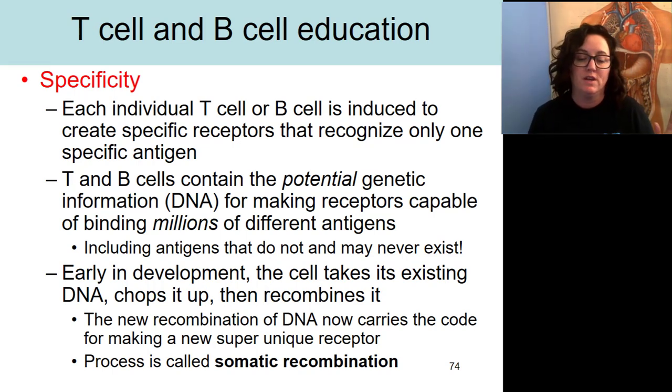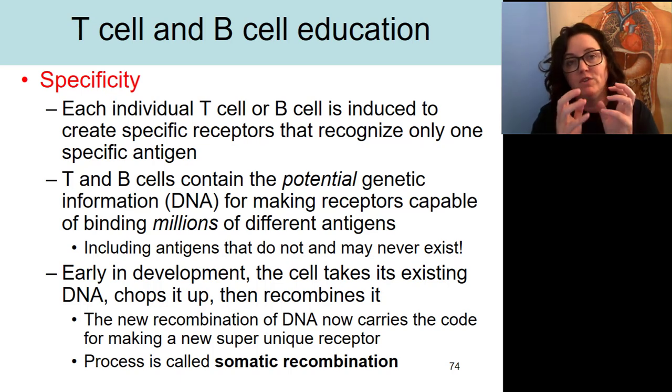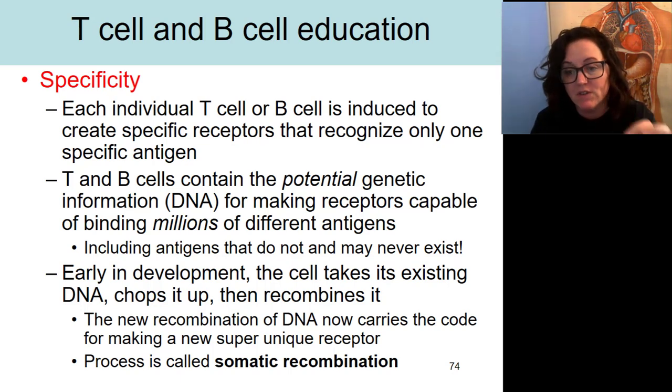What I just told you is that inside just one T cell, we have the genes for that T cell to be able to recognize millions of different antigens, right? Including antigens that don't exist and never will. I find that mind-blowing, absolutely mind-blowing. The information storage that we have in DNA is absolutely incredible.